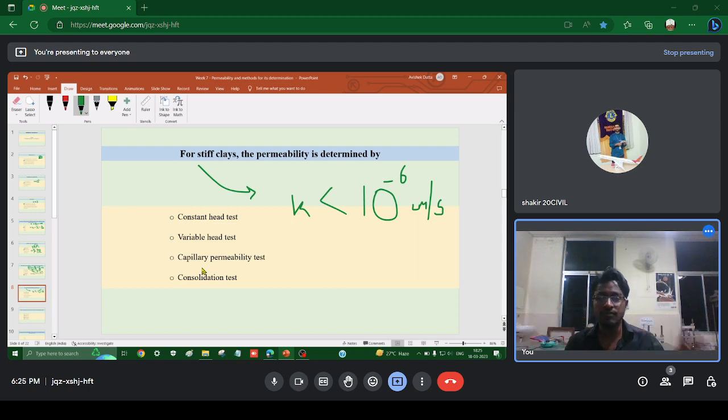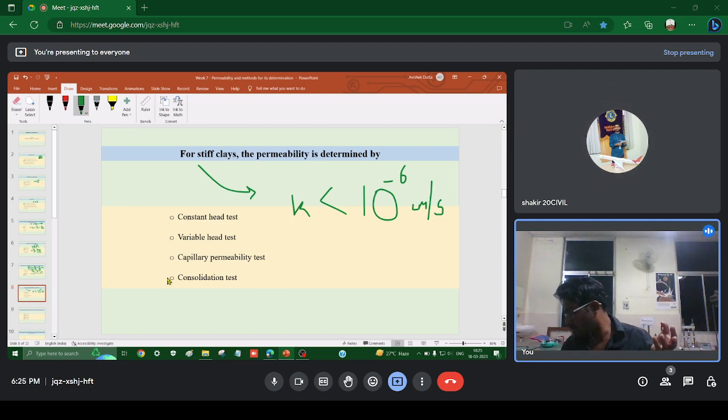Only for stiff clays, we perform the consolidation test. When the live discussion is on consolidation, I will definitely incorporate sums on this. At this point, you can search any book.